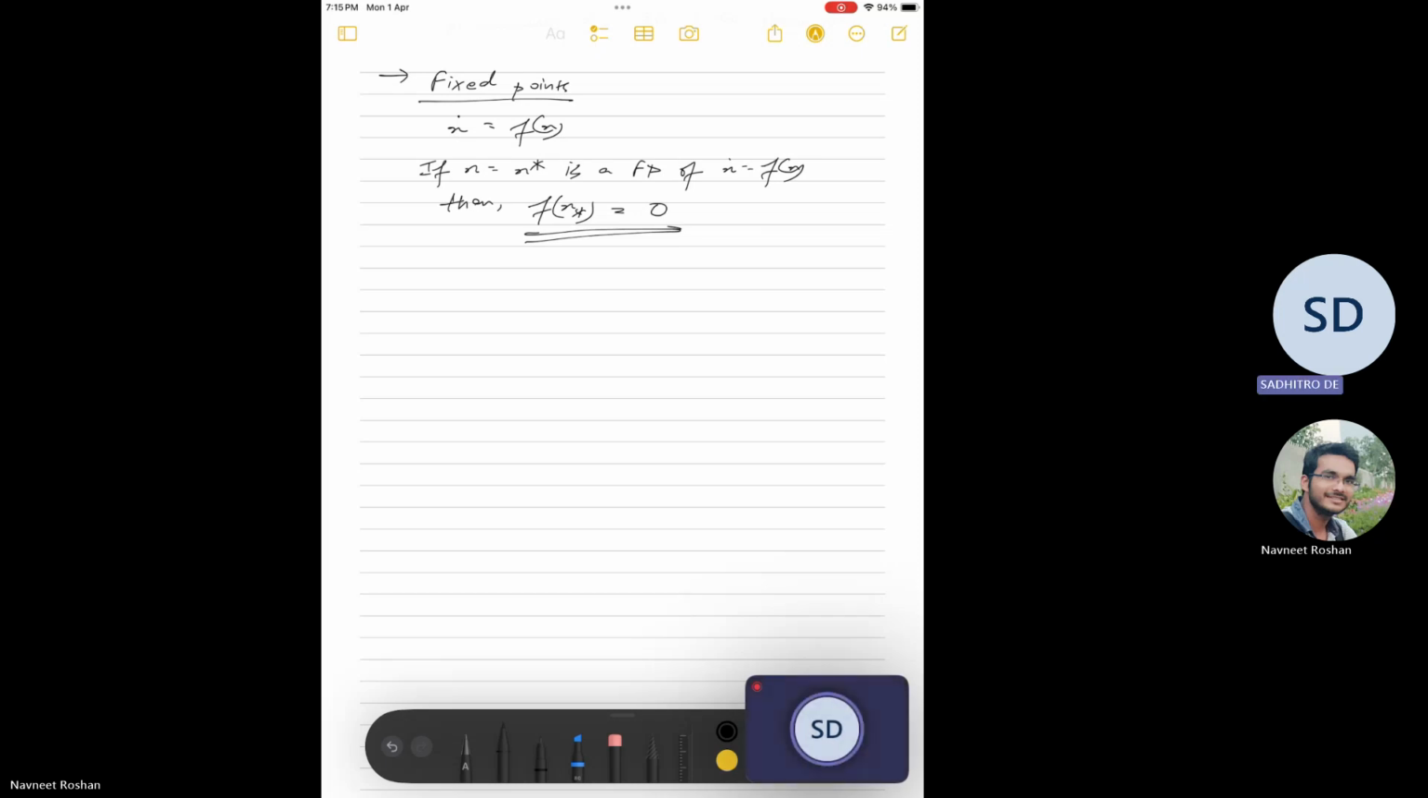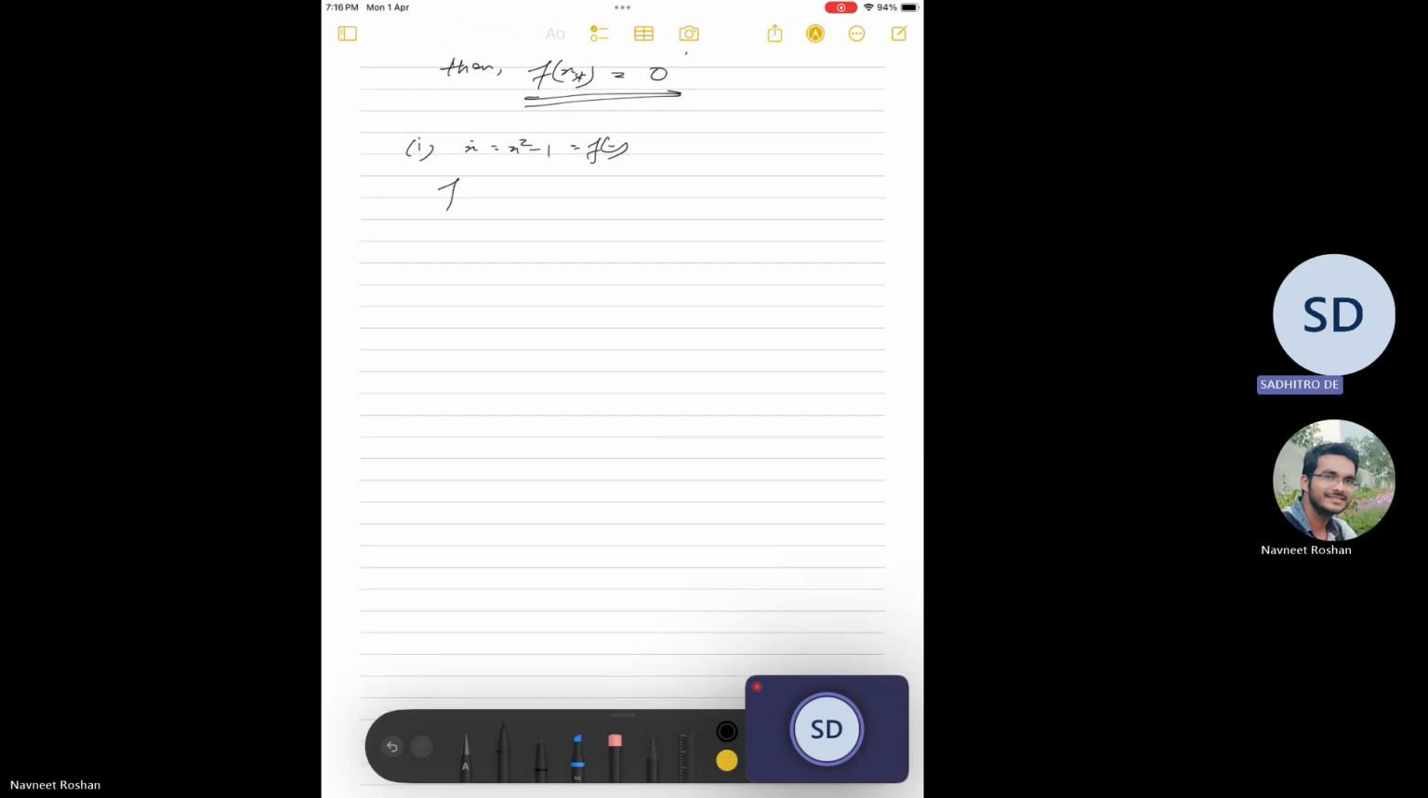Okay, so suppose I have a system. Example, suppose we have x dot equal to x square minus 1. This is my f(x). So what are my fixed points of this system? To find fixed points, I have to have f of x star equal to 0. Then I have to solve the equation x square minus 1 equal to 0. This has two solutions. So my fixed points are x star equal to plus minus 1.